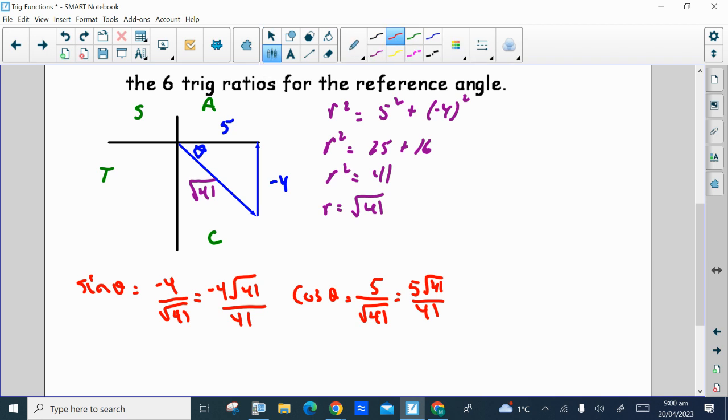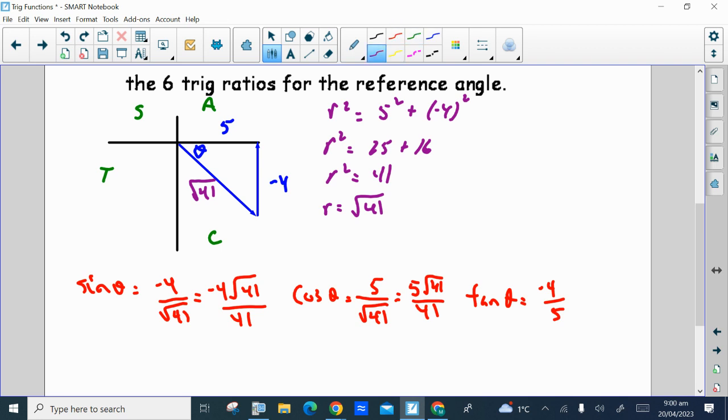And then we have our tan of theta, which is opposite over adjacent, negative 4 over 5. So again, if you look at this, the sine and tan are negative, the cosine is positive, and that's what the CAST rule tells us.